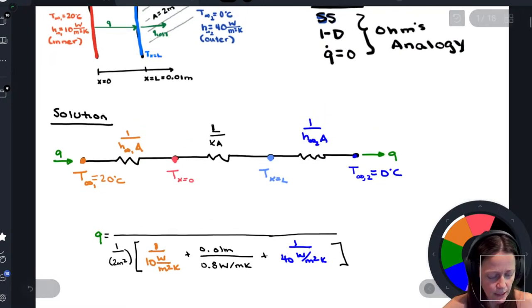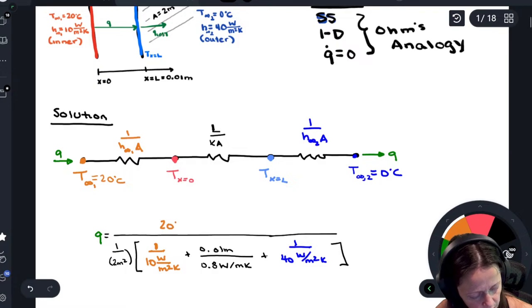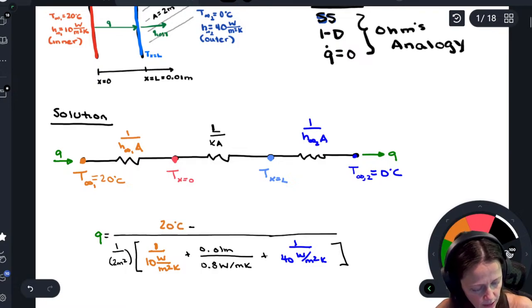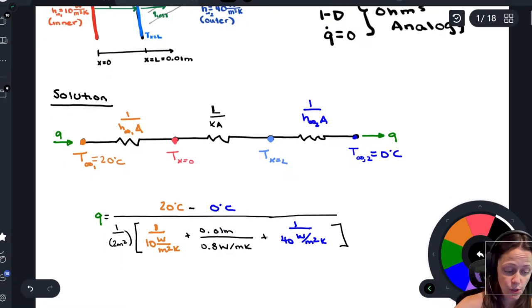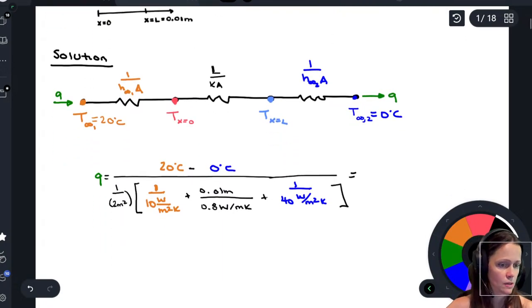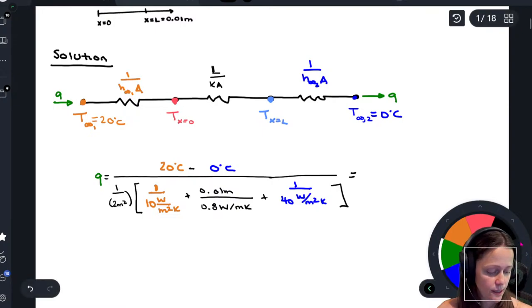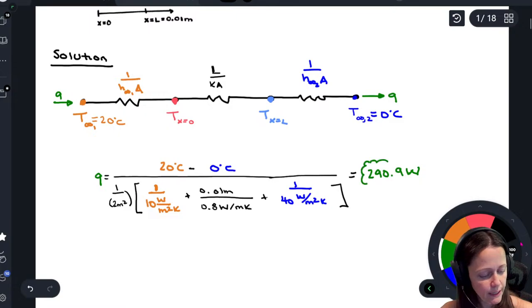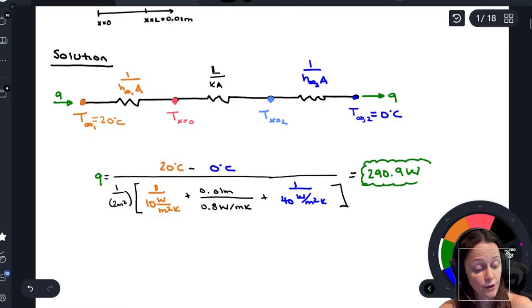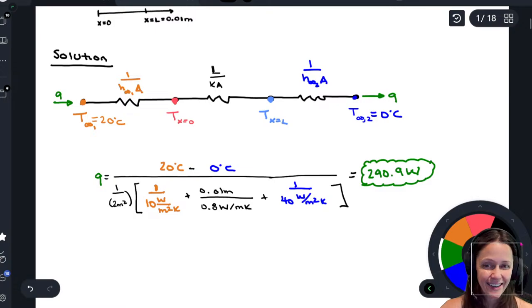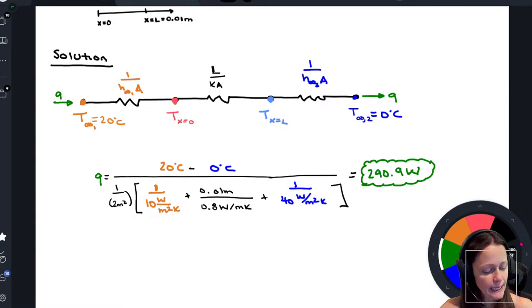All right, so I've got my T infinity on the inner surface, so it's 20 degrees. And then on the outer surface, it's 0 degrees Celsius. And so if I plug in those numbers, see what I end up getting? I've got 290.9 watts, and I'll put a happy little cloud around there because we're very happy that it's there. All right. Very next thing I need to do.